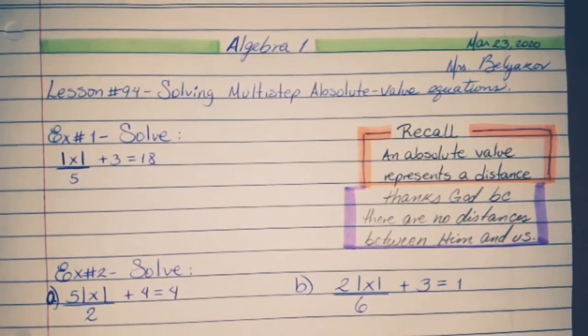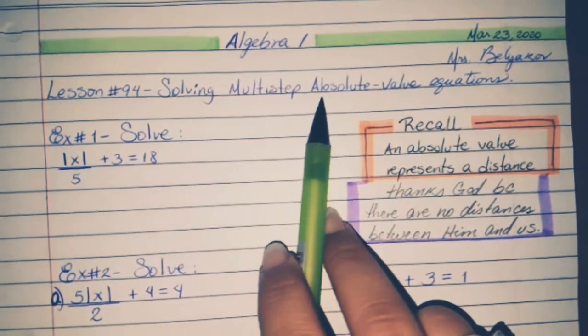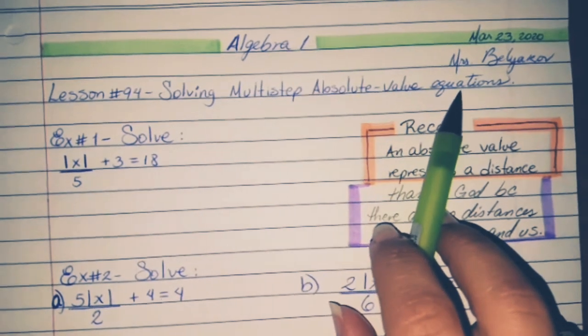This is Algebra 1 with Mrs. Belyakov. Today's lesson is lesson 84, solving multi-step absolute value equations.